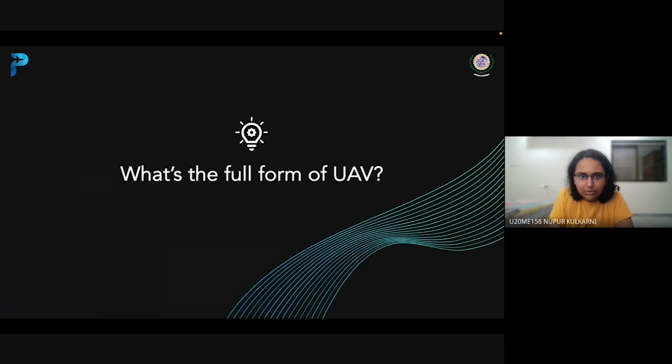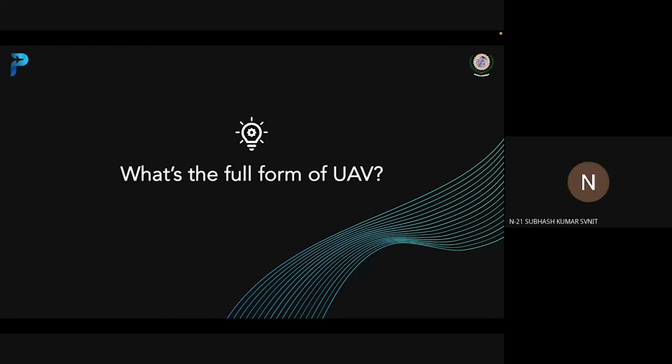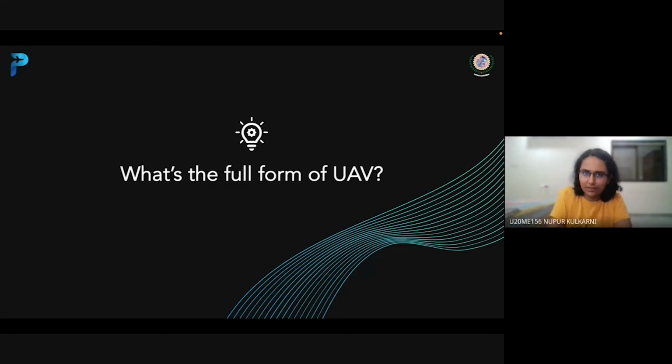So now another basic question: what is the full form of UAVs? Unmanned aerial vehicles. Okay. So till now we saw the difference between airplane and aircraft. Let's differentiate between what an airplane and a UAV is.